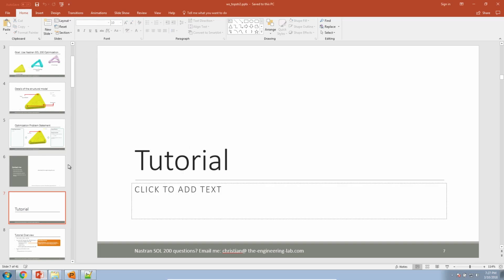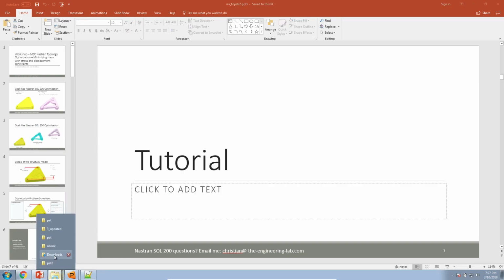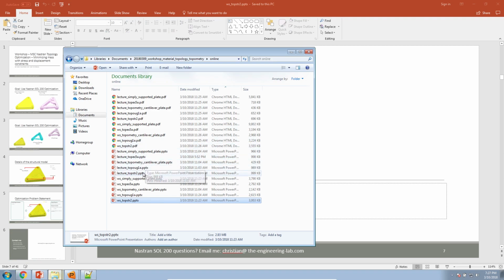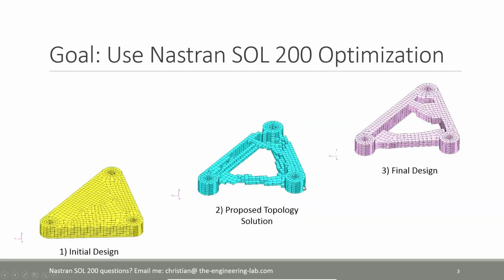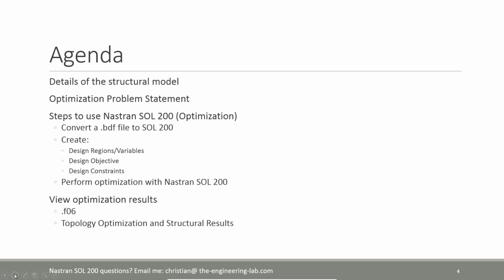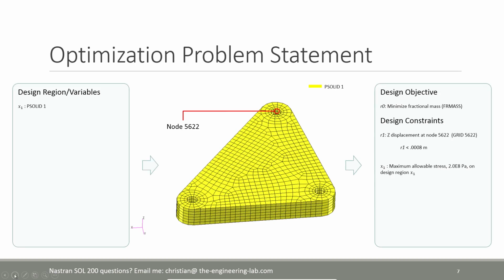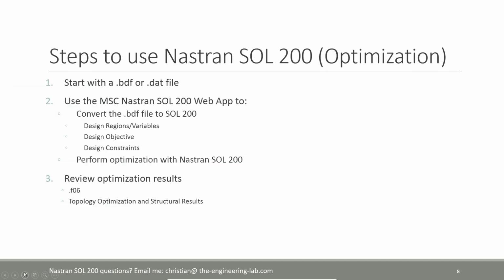Let me make sure I'm actually using the correct presentation. So let's go ahead and go here. A quick summary regarding the steps. The first thing you should start off with is the BDF file. This BDF file is going to be converted to Solution 200. We're going to specify the design region, the objective, and the constraints. We will then perform the optimization. Then we'll look at the results towards the end.